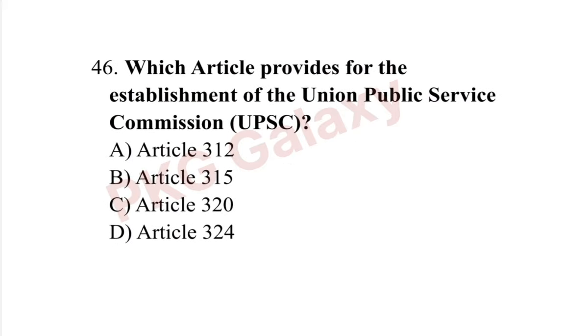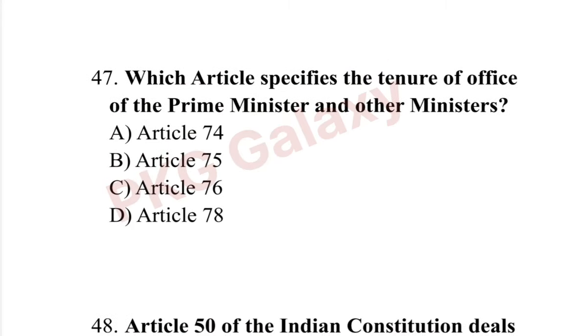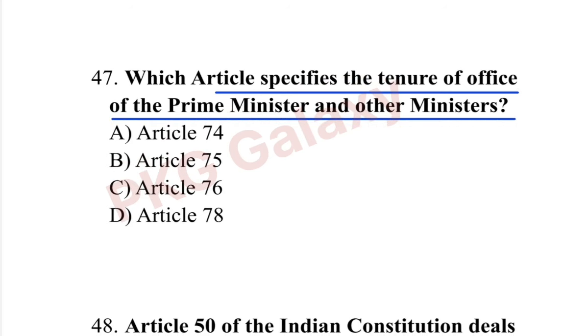Next question. Which article provides for the establishment of the Union Public Service Commission, UPSC? The correct answer is option B, Article 315. Which article specifies the tenure of office of the Prime Minister and other ministers? The correct answer is option B, Article 75.